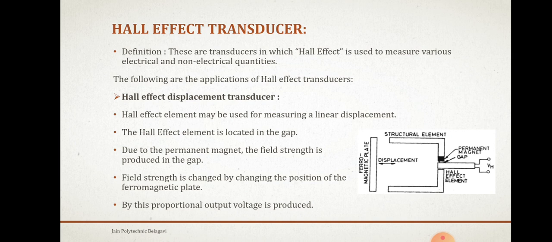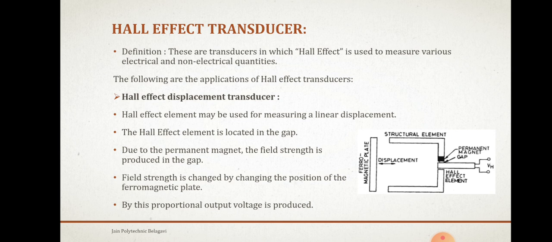You can see over there the ferromagnetic plate and the displacement. The Hall effect element is located in the gap of the structure, with a permanent magnet in the gap. Due to the permanent magnet, a field strength is produced in the gap. Then the field strength is changed by changing the position of the ferromagnetic plate.